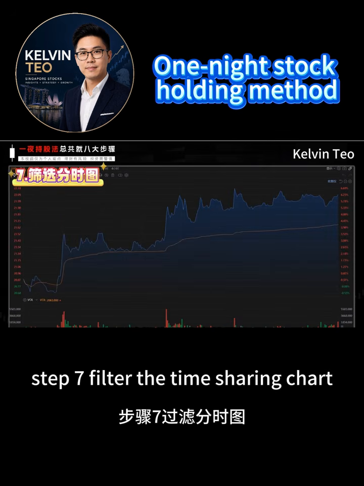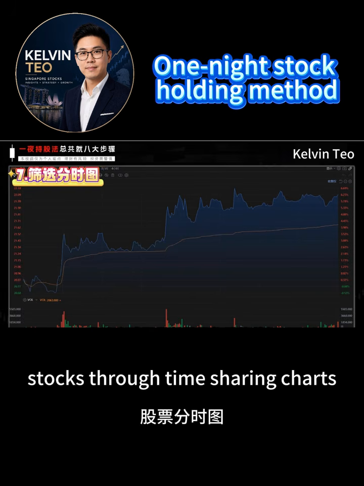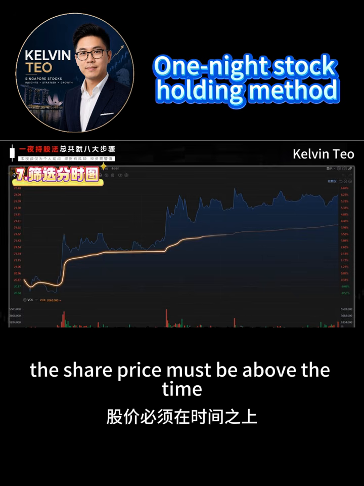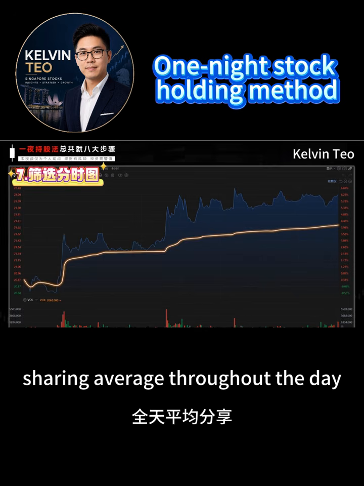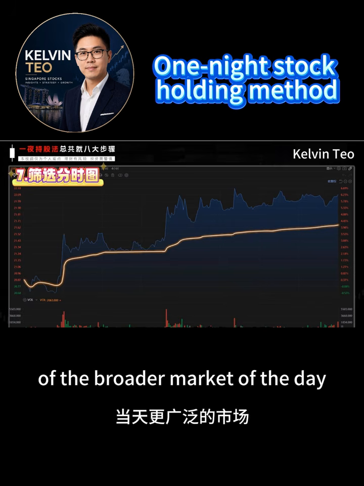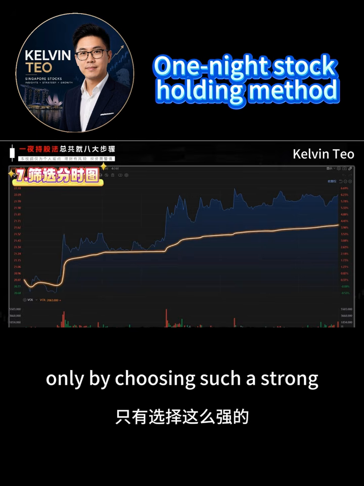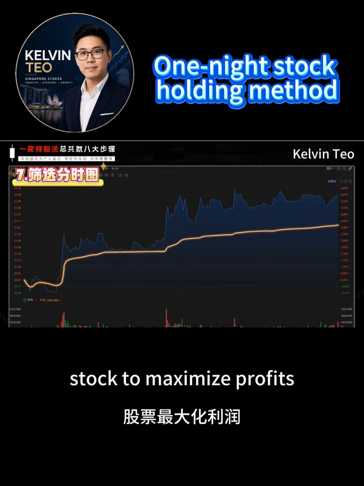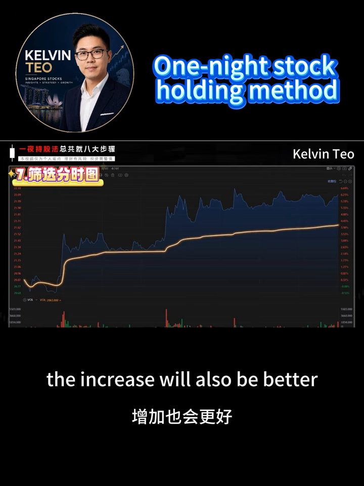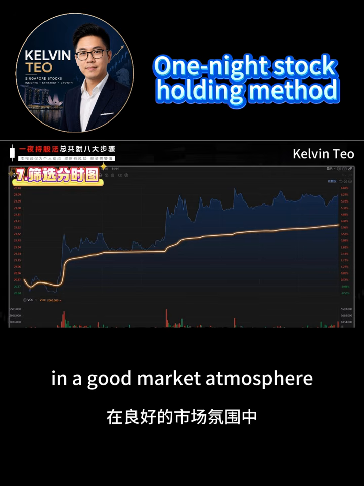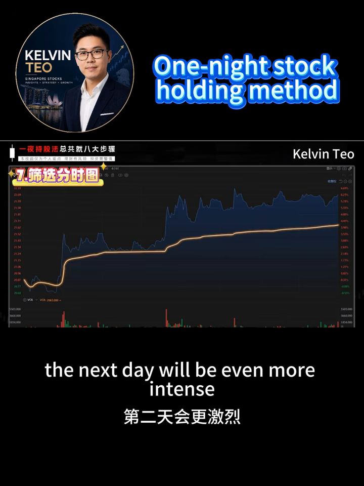Step 7. Filter the timesharing chart. Judge the strength characteristics of stocks through timesharing charts. The share price must be above the timesharing average throughout the day and stronger than the timesharing chart of the broader market of the day. Stocks that can outperform the broader market are rising against the trend. Only by choosing such a strong stock can you maximize profits, and the increase will also be better in a good market atmosphere. The next day will be even more intense.